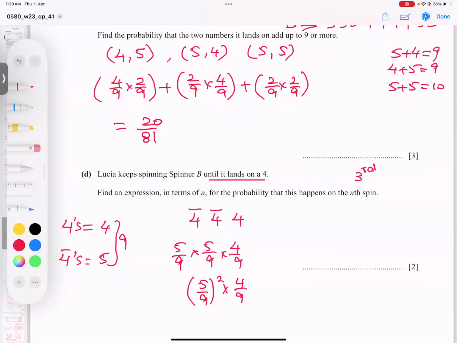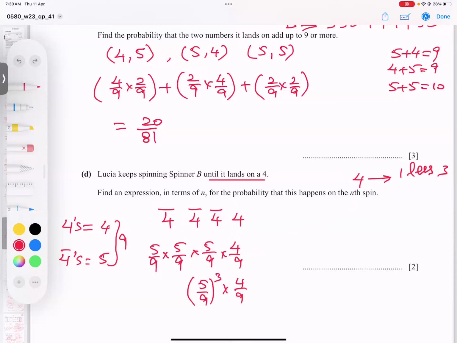But let's say it didn't happen on the third attempt. It happened on the fourth attempt. So it means I'm just adding one more not 4. For example, first not 4, and then it happened 4. So it means 5 by 9, I will add one more. So 3 times, it means it happened on the fourth attempt. One less, you get 3. So this not 4 is coming 3 times, so I will make this power here 3. I believe you got my point. This is my answer.